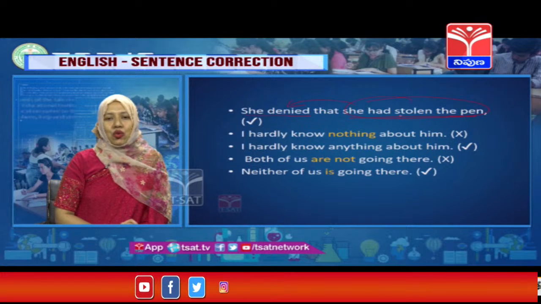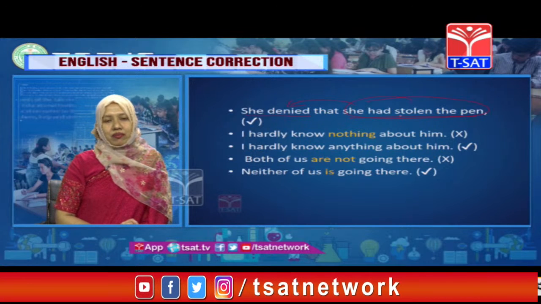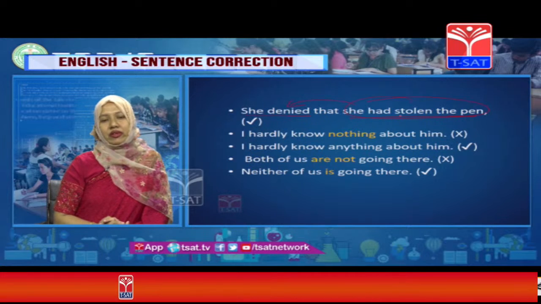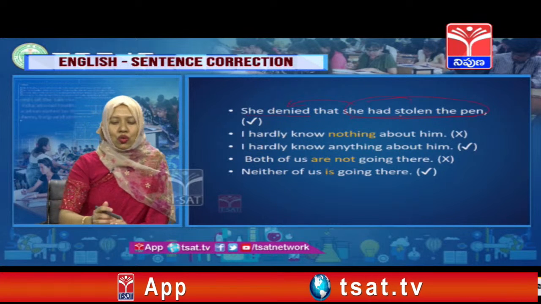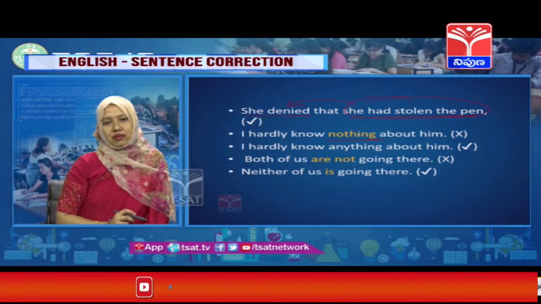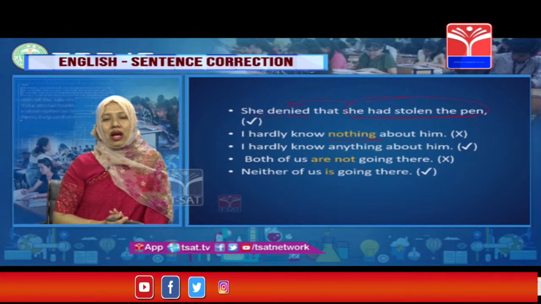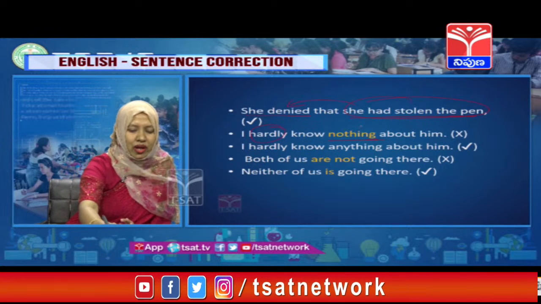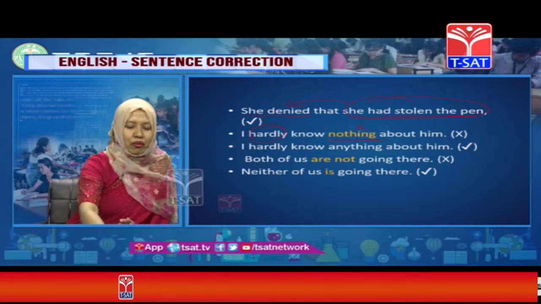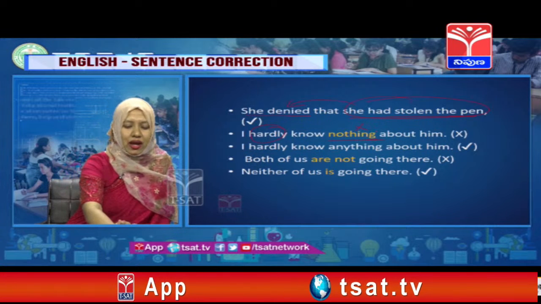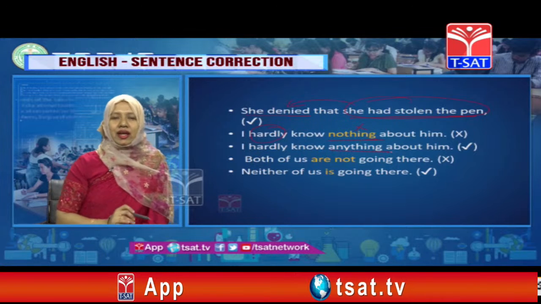I hardly know nothing about him. Now when you use the adverb hardly in a sentence, there is no need to use a negative form of a word again. Hardly itself says you don't know anything. So there is no need to repeat a negative word. You should say, I hardly know anything about him.